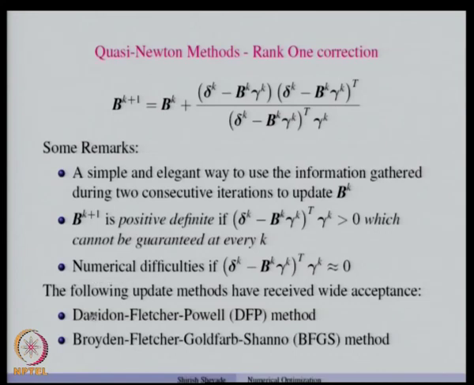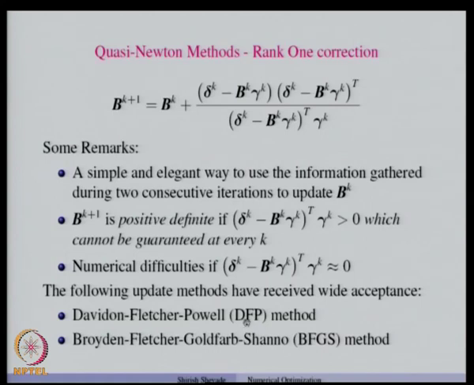So, there were a couple of update methods suggested in the literature, and they have received wide acceptance. Those methods are the Davidon, Fletcher and Powell method, in short called the DFP method, and the second method is called Broyden, Fletcher, Goldfarb and Shanno's method. This is called the BFGS method.